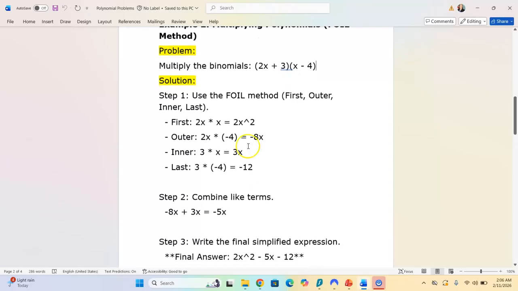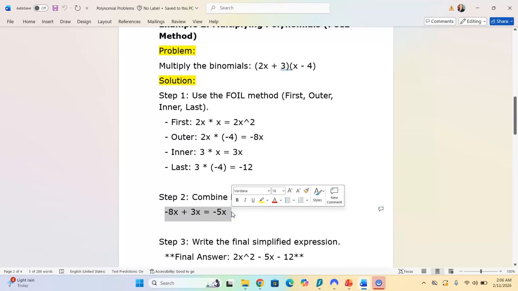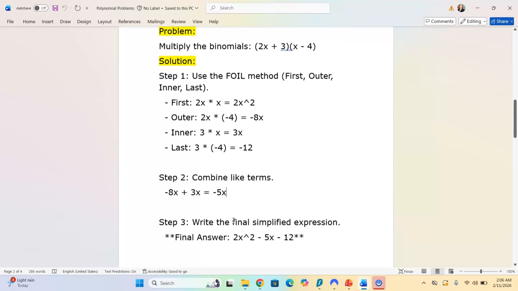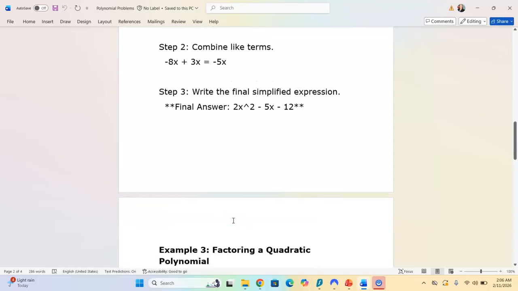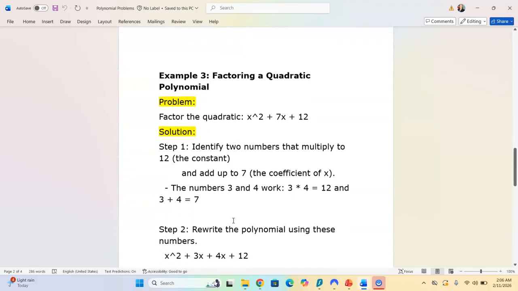Now you're just going to combine, right? So you've got 2x to the second power, you've got -8x, you've got 3x, and you've got -12. We're going to combine those like terms. So how do we combine them? Just like that. So I'll give you a minute to look at that. And then we simplify. And then there's a couple of more examples here for you.